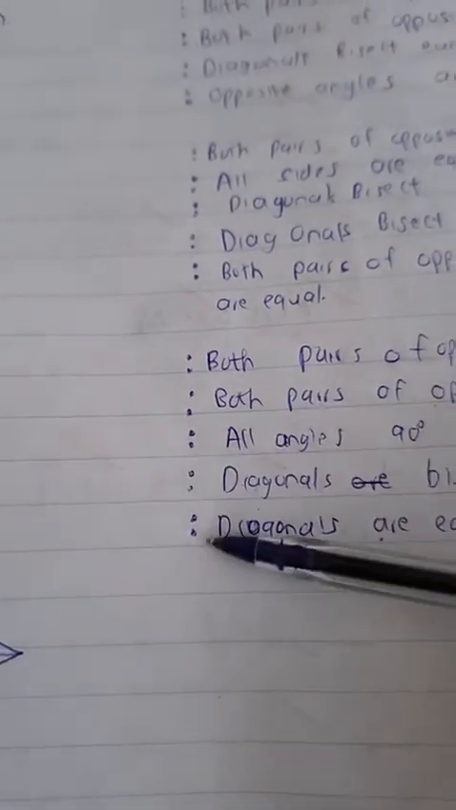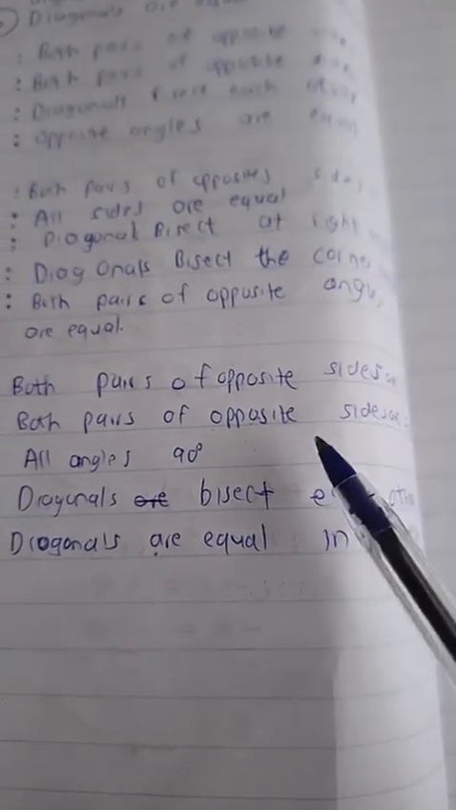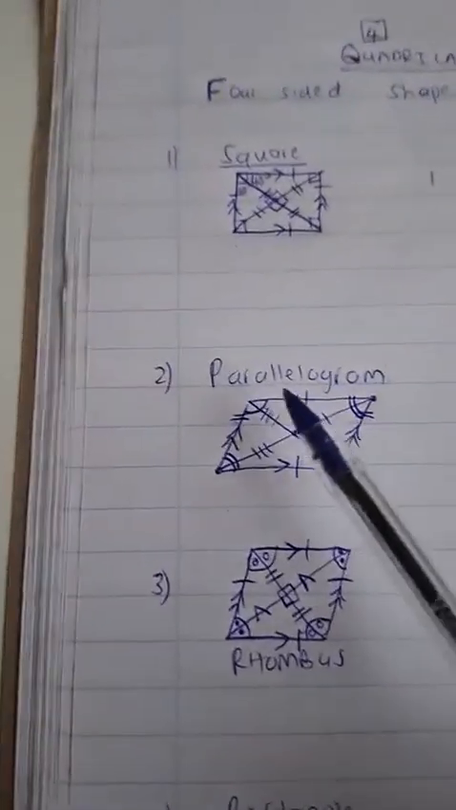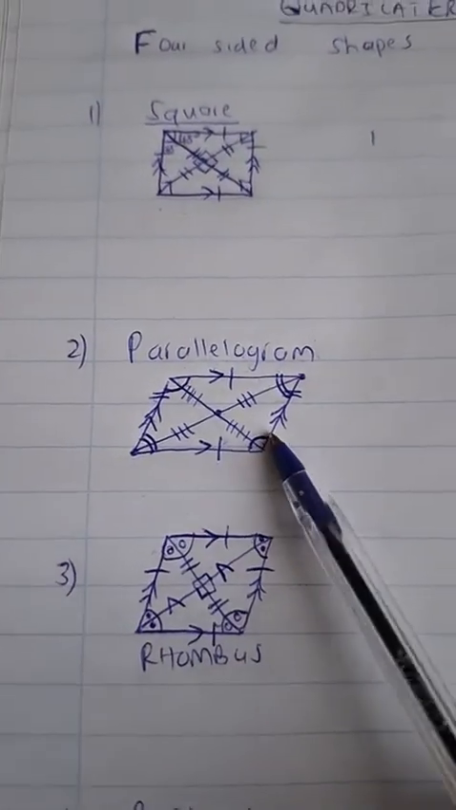1, 2, 3, 4, 5 fundamental properties of a rectangle. Okay, so it's very important to know these properties. Okay. 2, we'll look at the parallelogram.